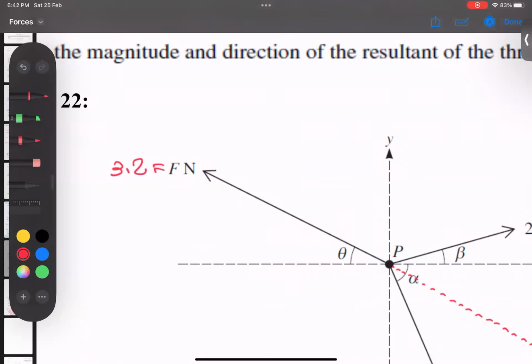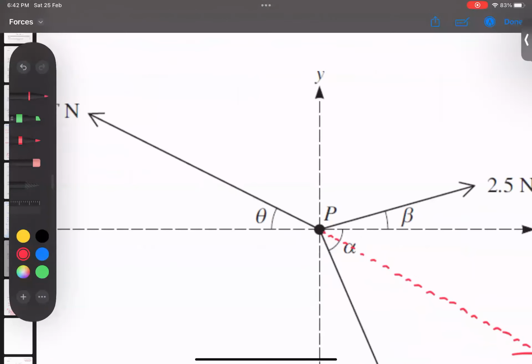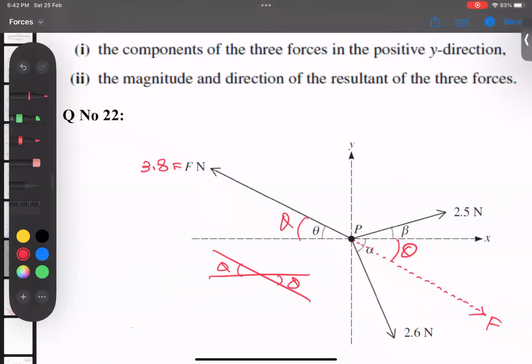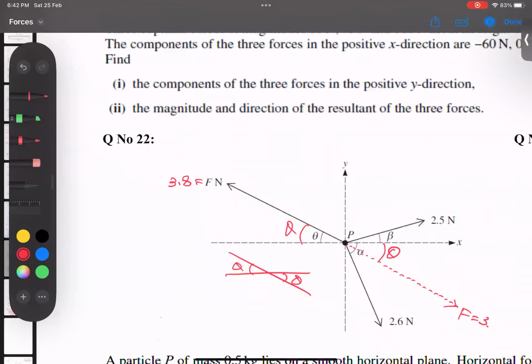And logically the angle is here. Two lines cut each other, so these angles are always equal to each other. If this is theta, this is also theta for sure. And this force is 3.8. How can you be confident, sir? Because I'm sure about it: the system is not moving, so this force and this force are equal to each other.